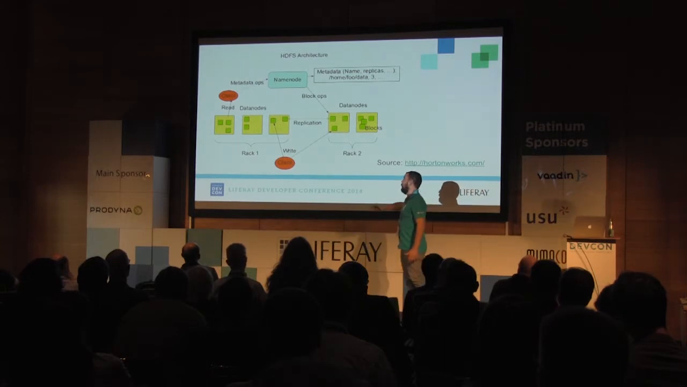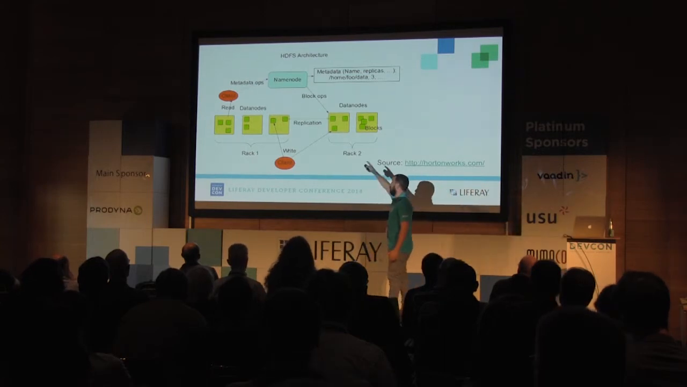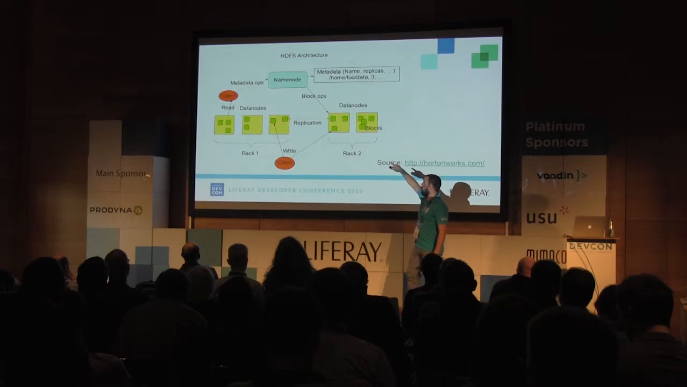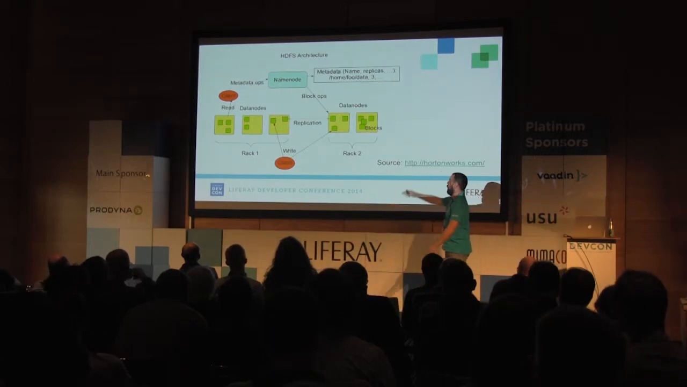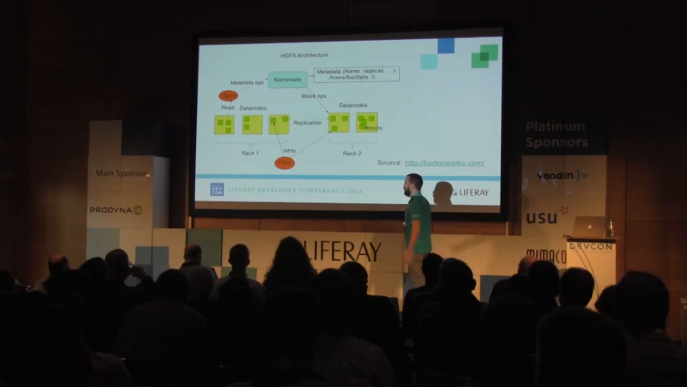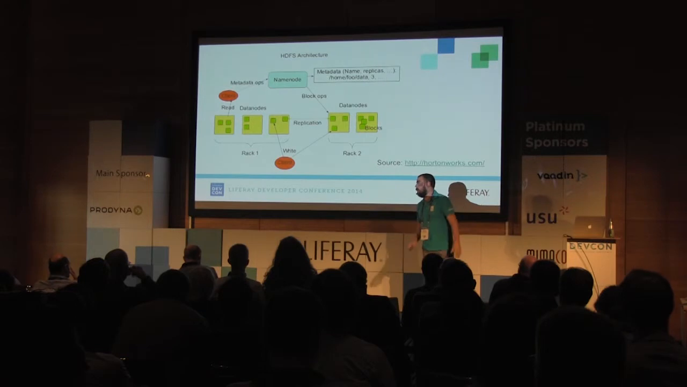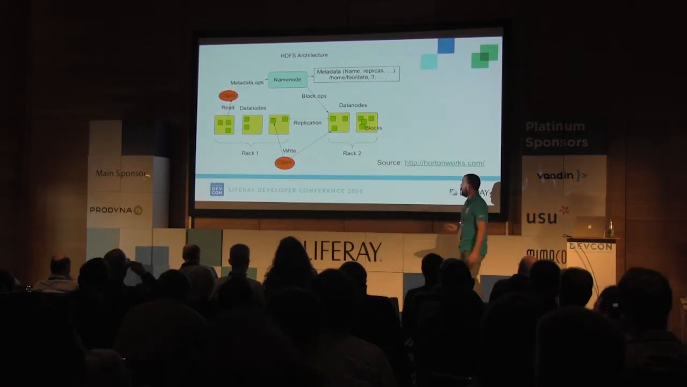This is the architecture. It's pretty simple. It has a main node, which is called the name node, which stores all the information for the whole cluster, and a bunch of data nodes where you replicate all the information. It depends on you if you replicate on 2, 3, or 4 different machines. It's pretty easy.